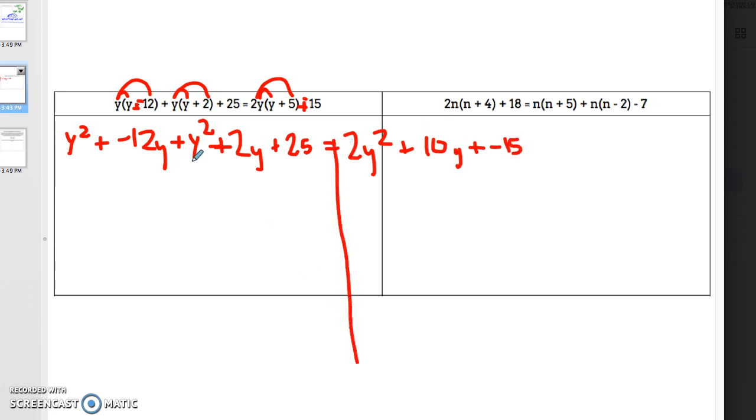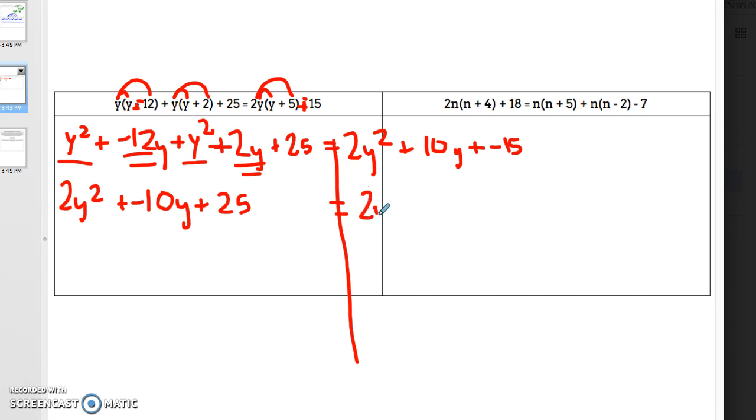Before I start moving stuff from one side of the equal sign over, there's some stuff I can combine. Y squared and y squared is going to be a total of 2y squared. Negative 12y and negative 2y combined for a total of negative 10y. And 25 isn't going to combine with anything over here. On this side, there's nothing I can combine, so I'm just going to leave that alone.